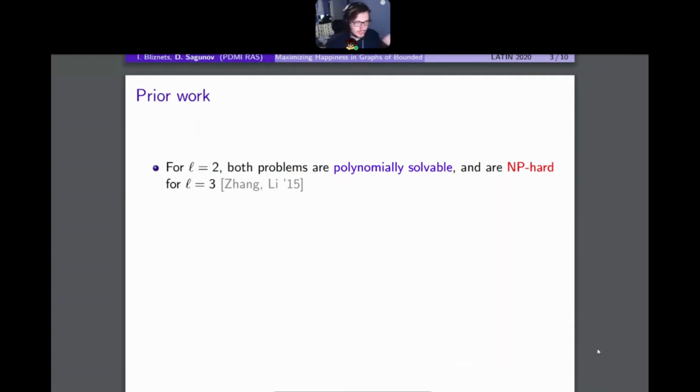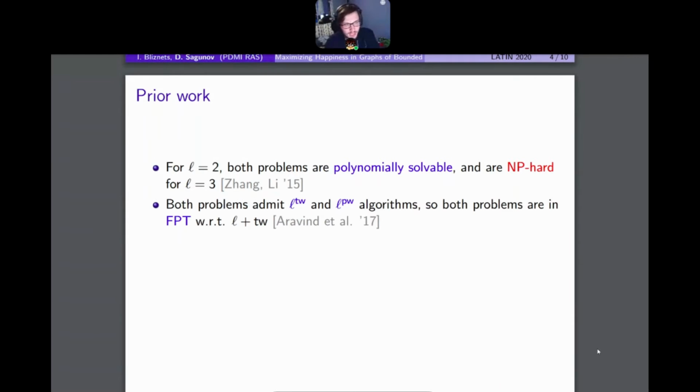You can see the similarity with the coloring problem. Again, for two colors, the coloring problem is really easy, but for three colors, it is already NP-hard. And of course, we consider our problem from the parameterized point of view.